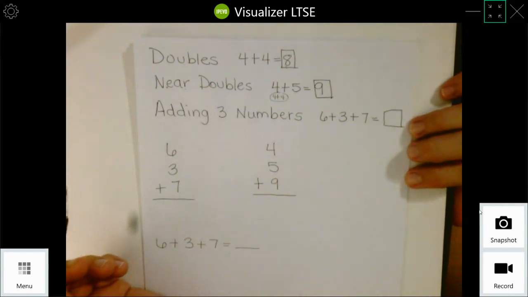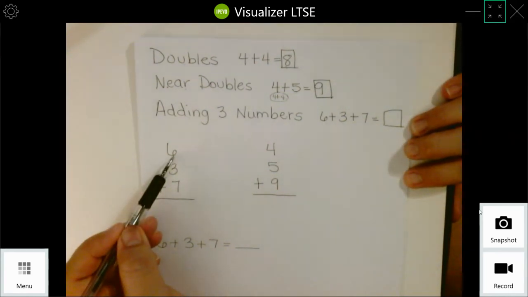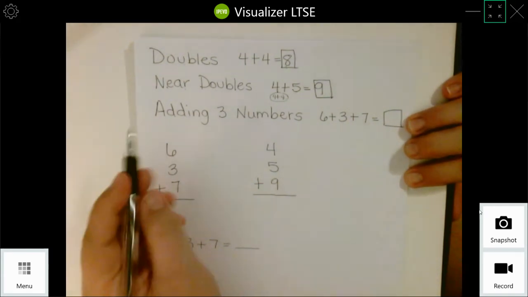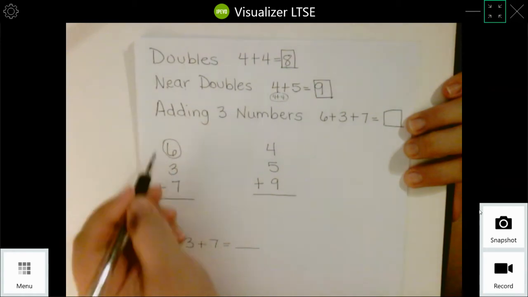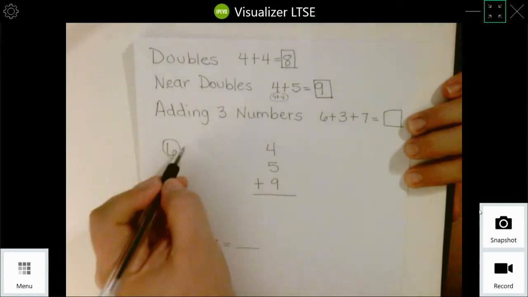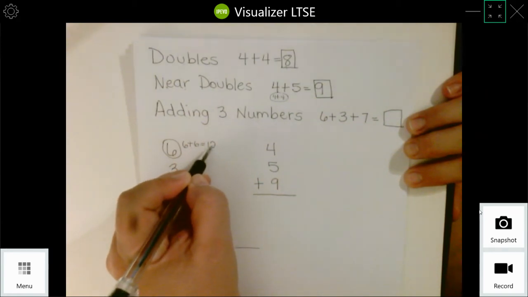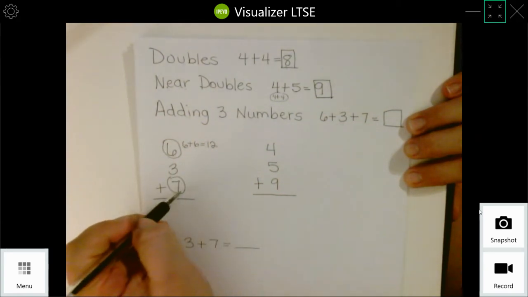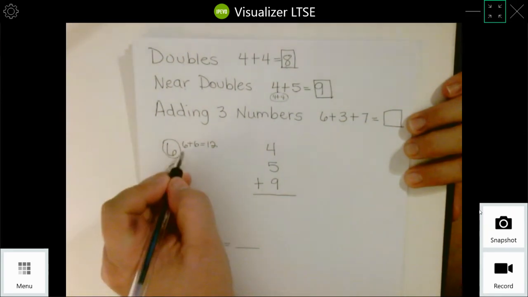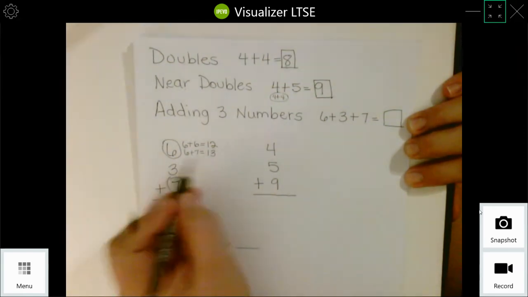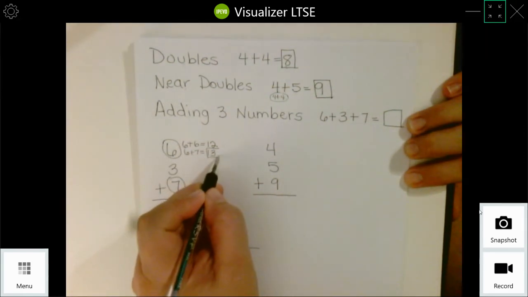But I'm looking at it this way. If I see a 6 and a 7, I know that 6 and 7 are right next to each other. So I know that if I add them together, 6 plus 6, I know that's 12. And if I add one more, because 6 is right next to 7, then 6 plus 7 must be 13. So I have these two numbers, 13.